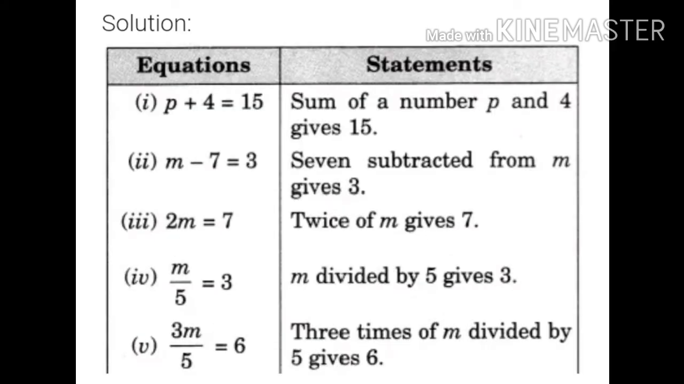Rest you will try. P plus 4 is equal to 15. Statement will be sum of a number P and 4 gives 15. M minus 7 is equal to 3. 7 subtracted from M gives 3. 2M is equal to 7. Twice of M gives 7. Similarly, we are going to form the statement for other parts.